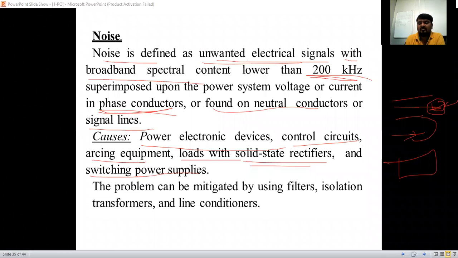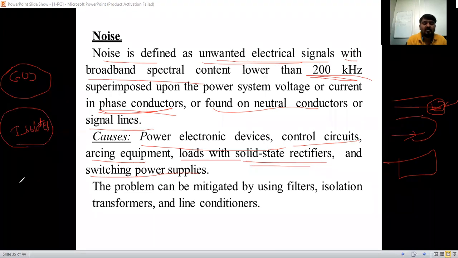I don't know whether we have visited a power substation or not. There are gang switches, we are going to call them GOS, all 3 phases before the circuit breaker, also called isolators. When we want to isolate one line, we operate the GOS, the gang switches. Suddenly, by applying that from one line to another, the sparking noise will come over there. Switching power supplies also create noise here now.